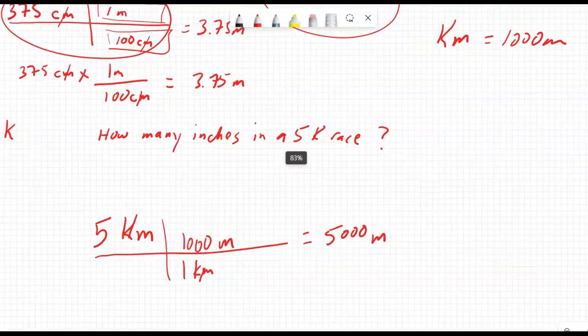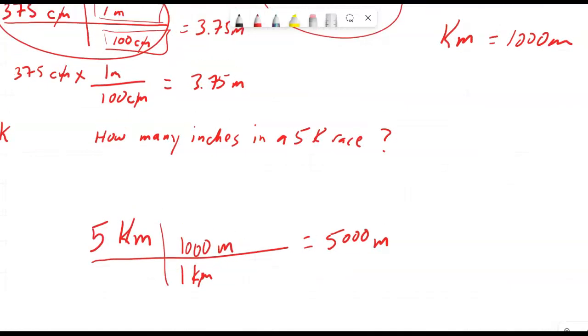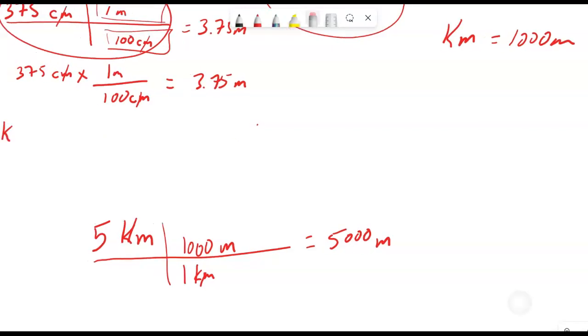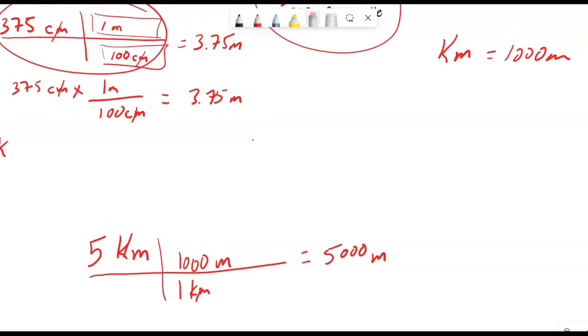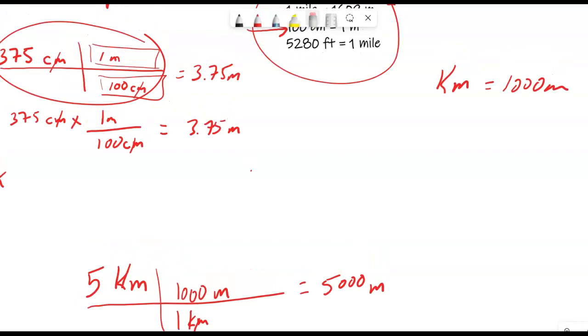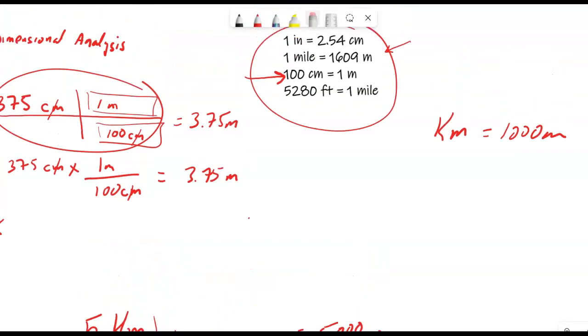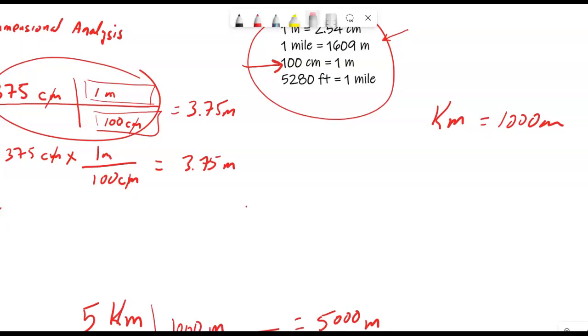All right, now let's erase some stuff here and say, well, what's our next step? Well, if I've got 5,000 meters, why don't I go to miles? Again, I'm going kind of the long way around here. Notice our conversion factors. We've got 1 mile is 1,609 meters. So I've got 5,000 meters.